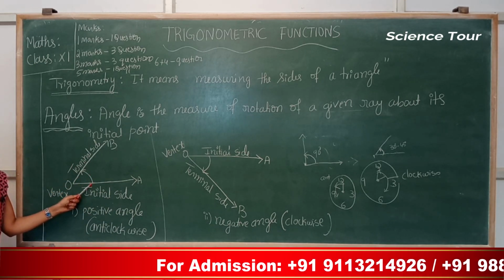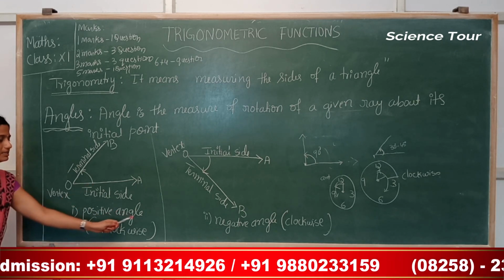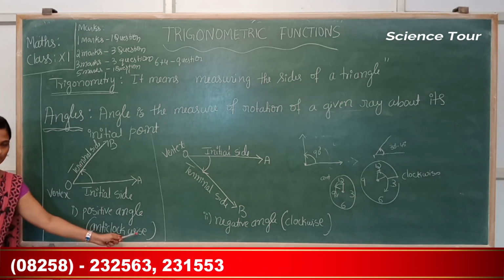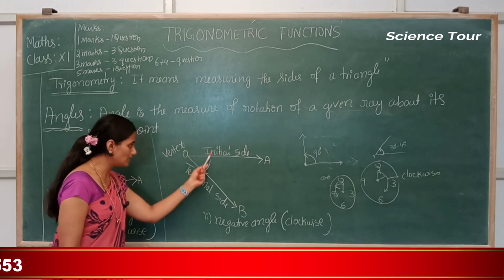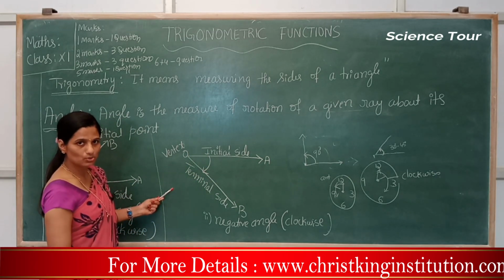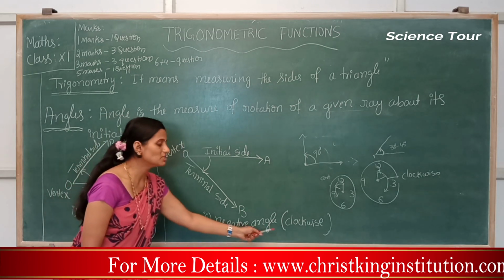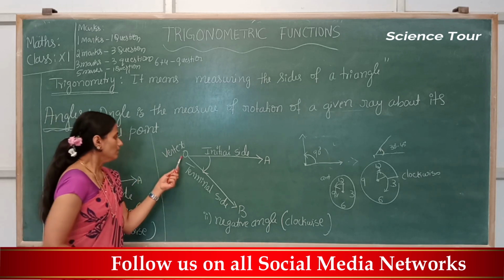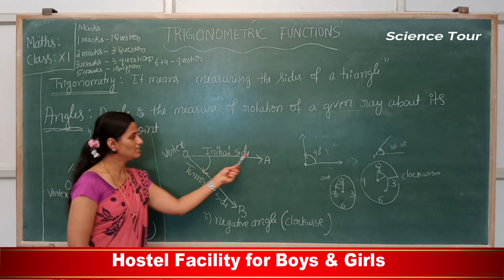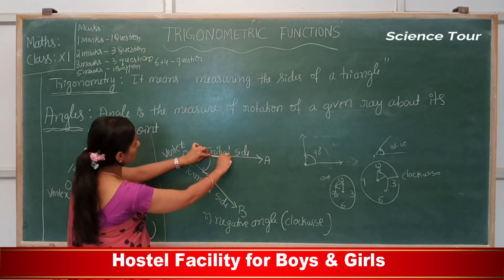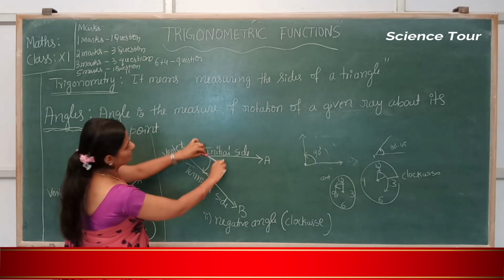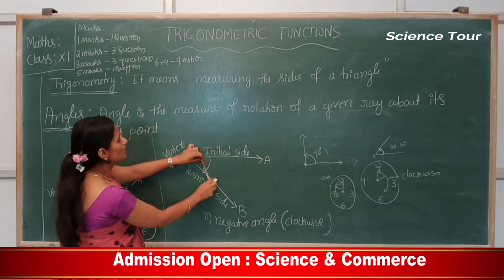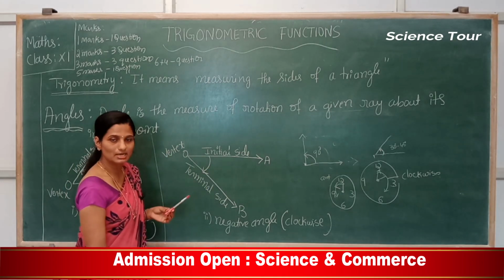If the direction is anti-clockwise, then the angle is a positive angle. Positive angle is what? Anti-clockwise direction. Now if your rotation is in clockwise direction, then it is measured as a negative angle. See here, this is the point and this is the initial side, and it is rotated in this direction, below this. So the angle is minus, that means a negative angle.